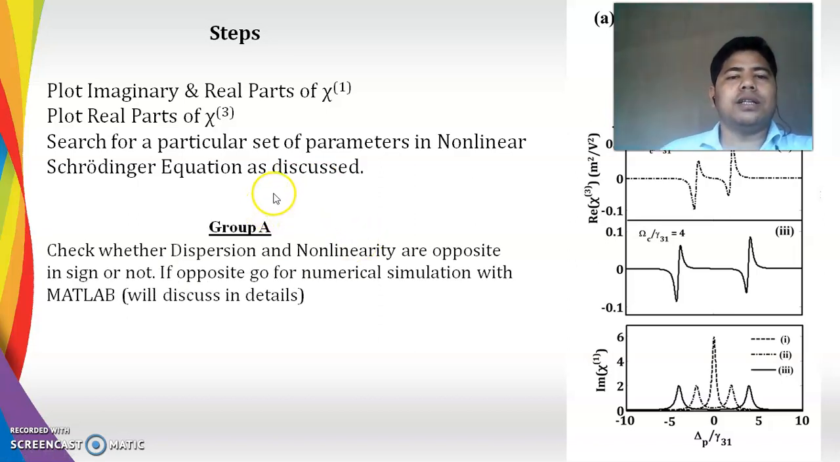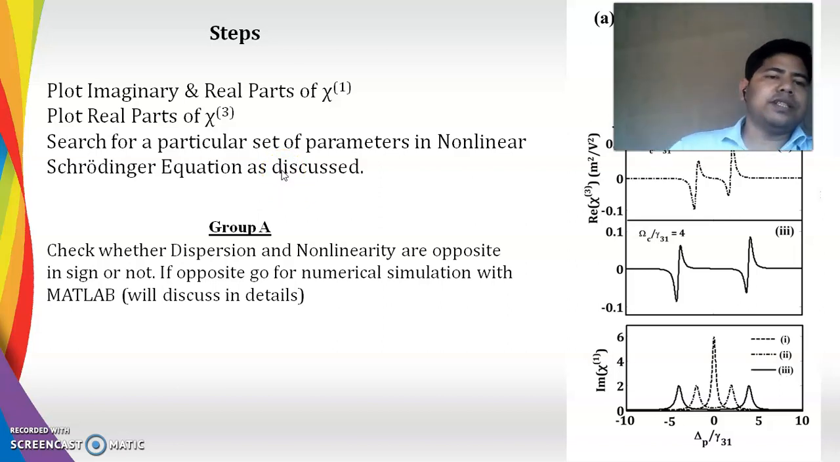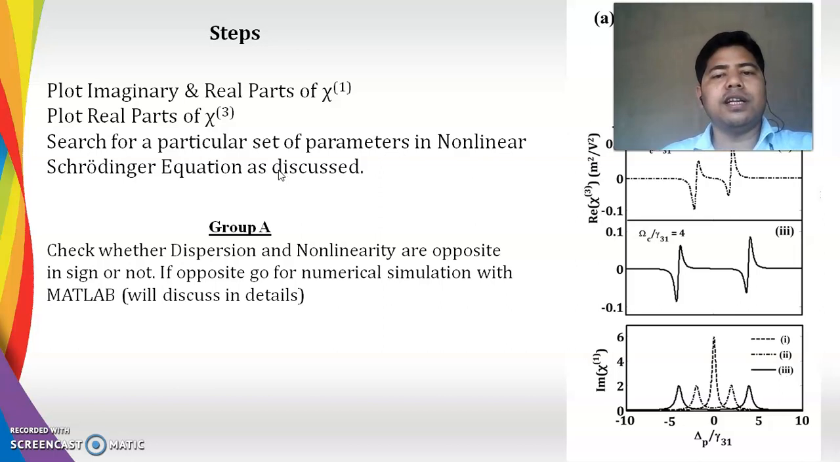What will group A be doing? Group A will be checking whether dispersion and nonlinearity are opposite in sign or not. If opposite, go for numerical simulation with MATLAB. We will be discussing how this numerical simulation will be carried forward in the next class.